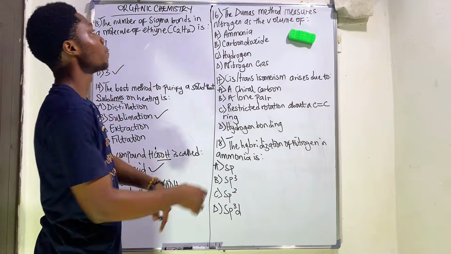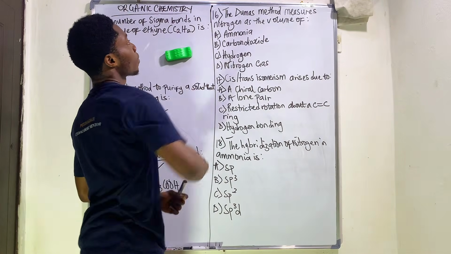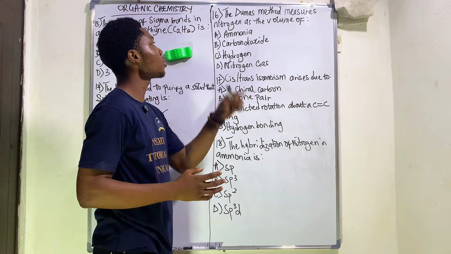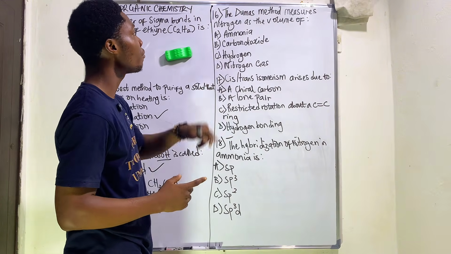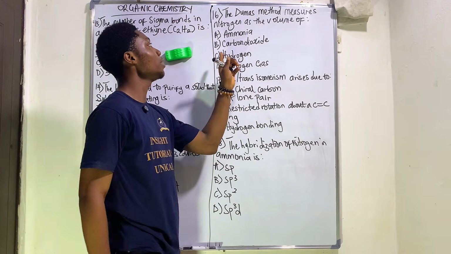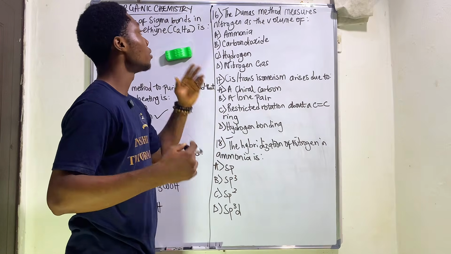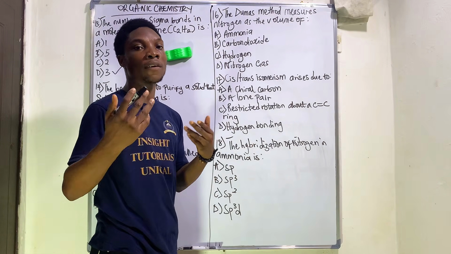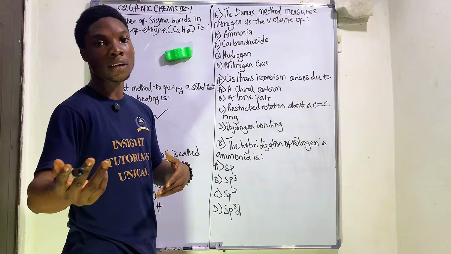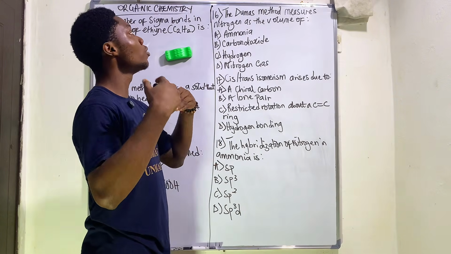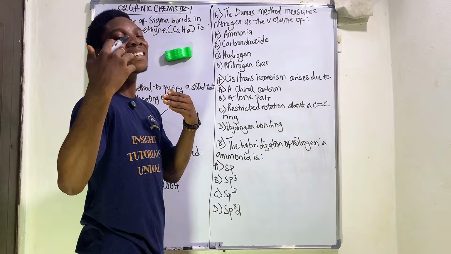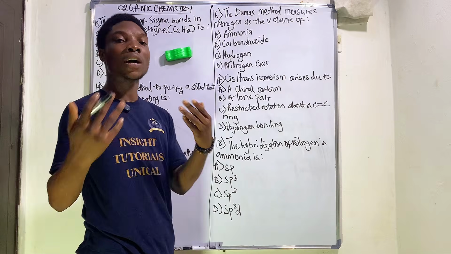All right. So the next question. The Dumas method measures nitrogen as the volume of A, ammonia, B, carbon dioxide, C, hydrogen, D, nitrogen gas. Now, the Dumas method is a quantitative analysis method to determine the quantity of nitrogen in a substance, or in an organic substance.